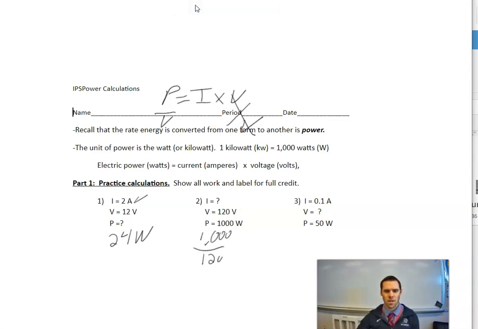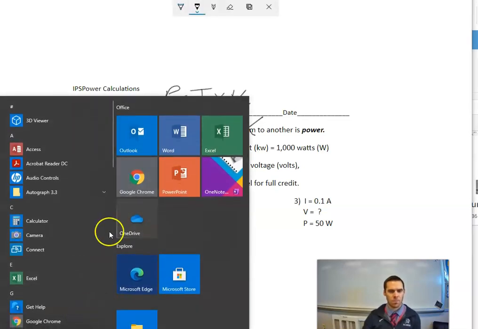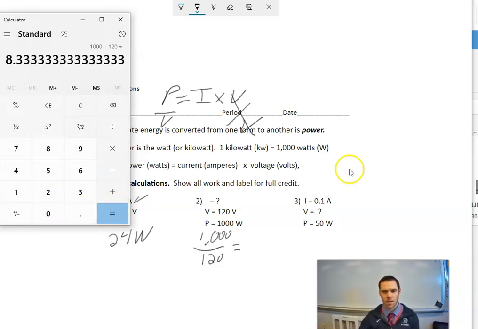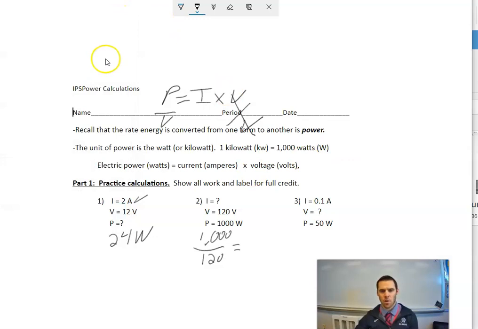divided by 120. If I were to use my calculator app on my computer, 1,000 divided by 120, I believe is 8.3 repeating. Looks like that's good. The last part that I need to do for this section is to make sure that I label my units of measurement. 8.3, I'm solving for current, and that is amps, capital A.